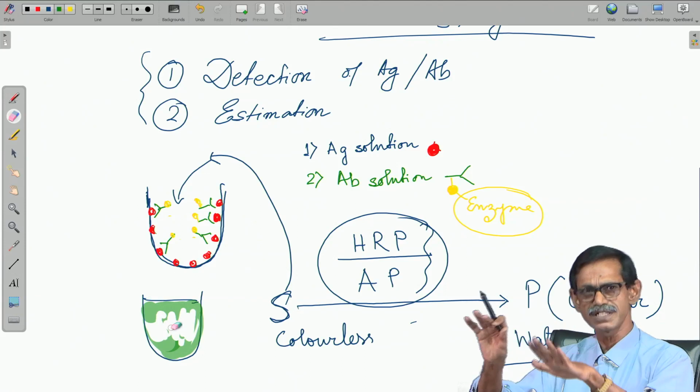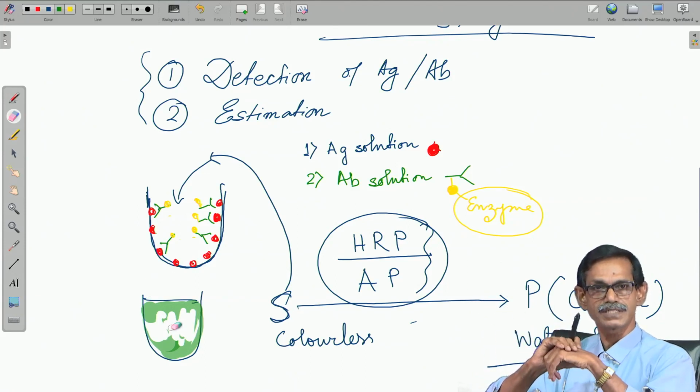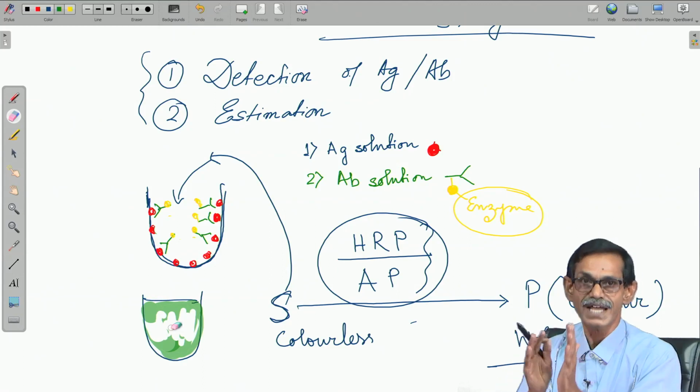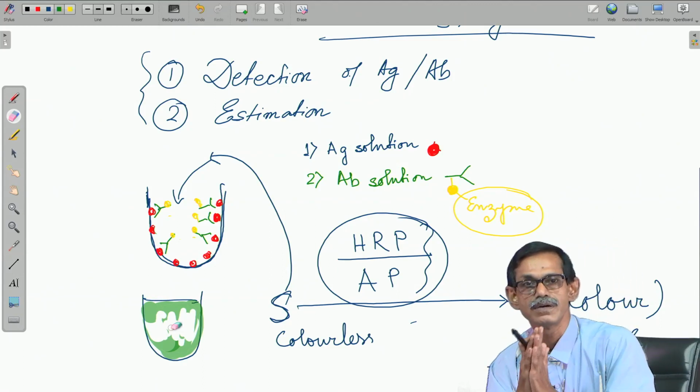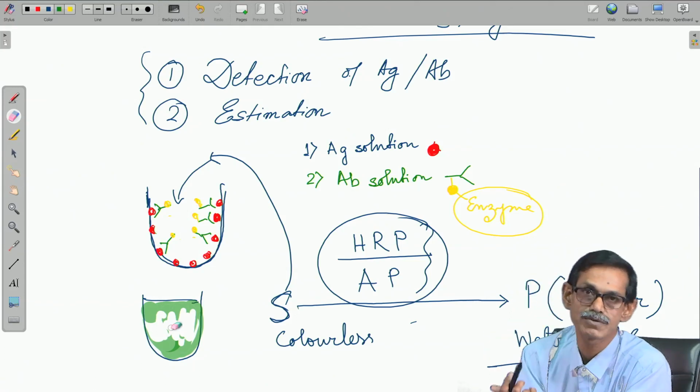Everything is standard, substrate is standard, everything is commercially available. So, you do not have to do much. Okay. So, that way ELISA can tell you the amount. How can you tell the exact amount? You just have to do a standard curve.